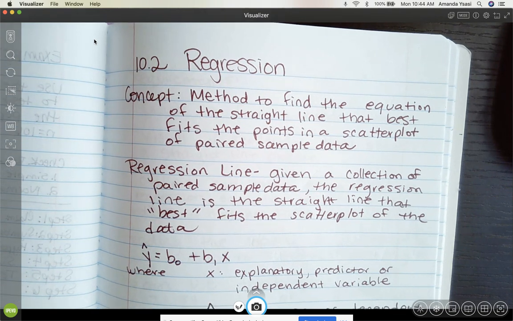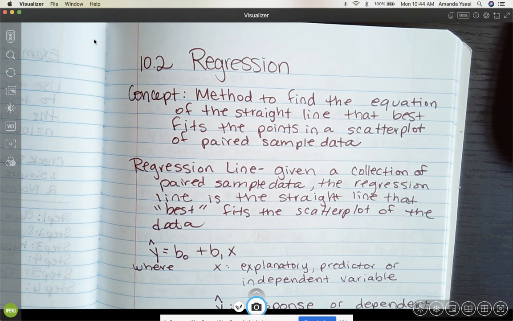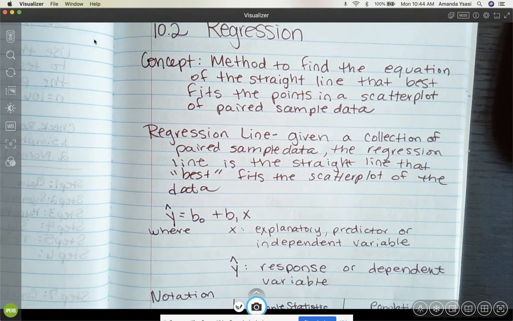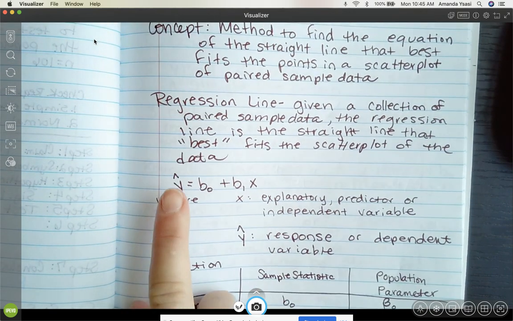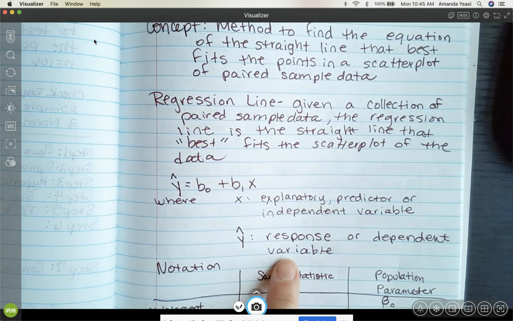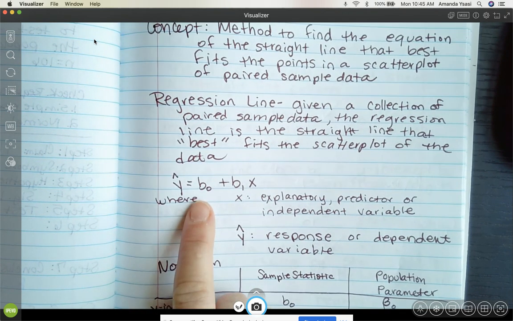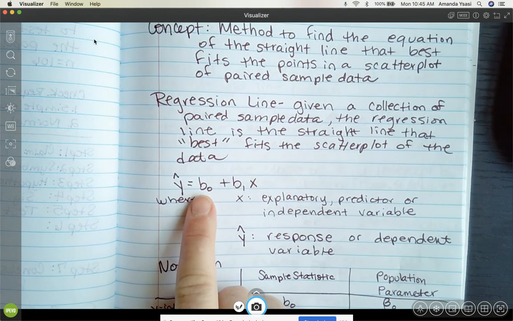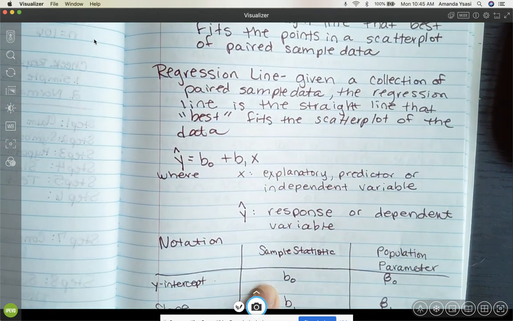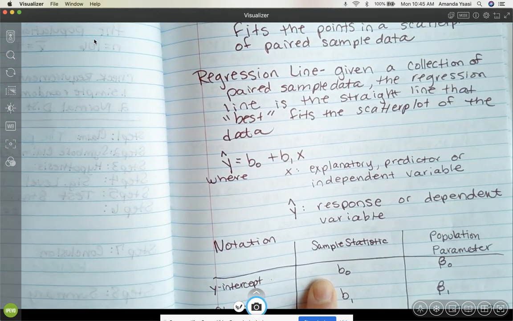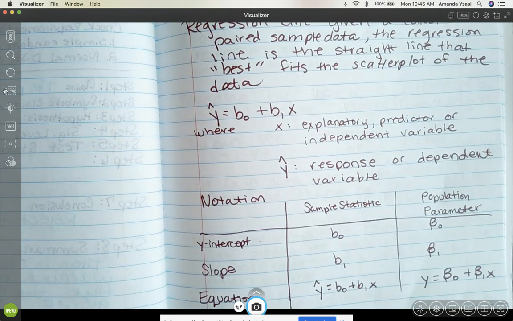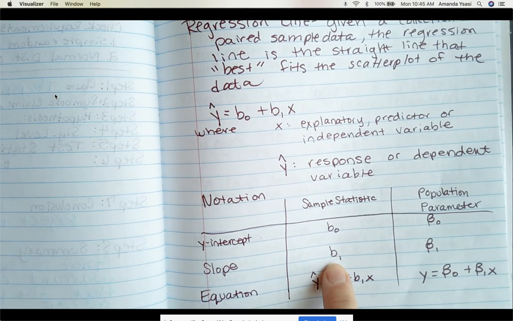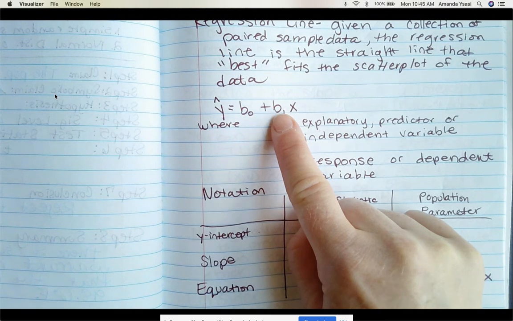The regression line, given a collection of sample paired data, is the straight line that best fits the scatter plot of the data. So here is what it looks like. We have y hat, which is your response or dependent variable. x is your explanatory, predictor, or independent variable. And we have b naught, which is your y-intercept. That's for your sample statistic. And then b sub 1 is your slope. See how that matches with that.